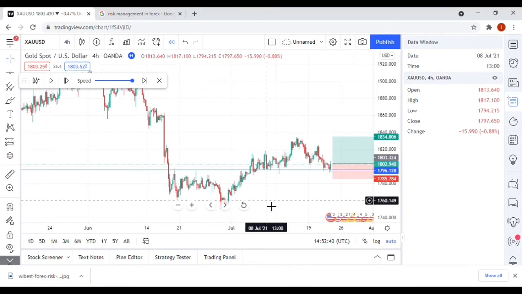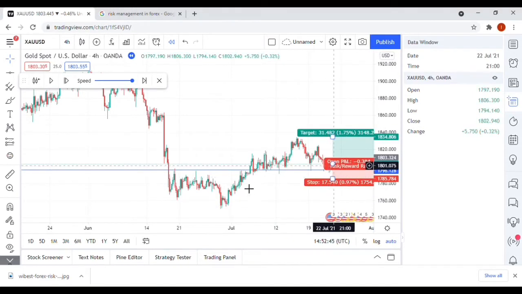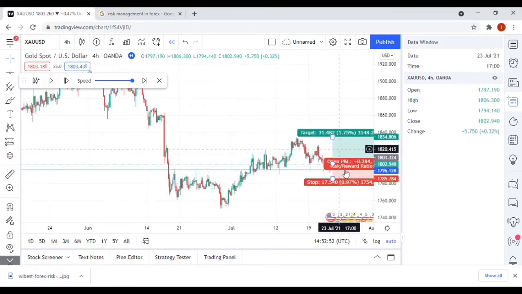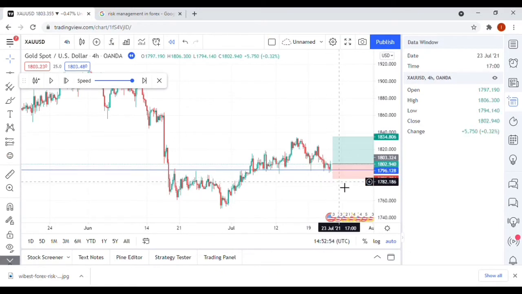Now let's look at this scenario. This is proper risk management, guys. Once you trade like this, it means that you are risking less with the aim of actually gaining more.